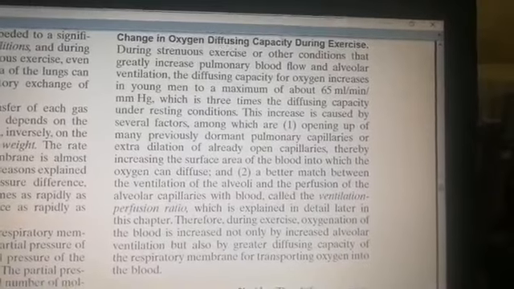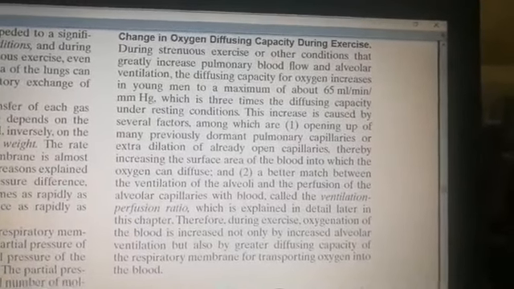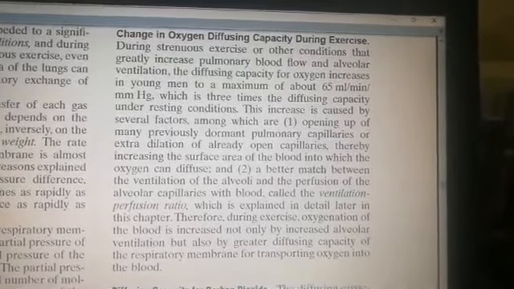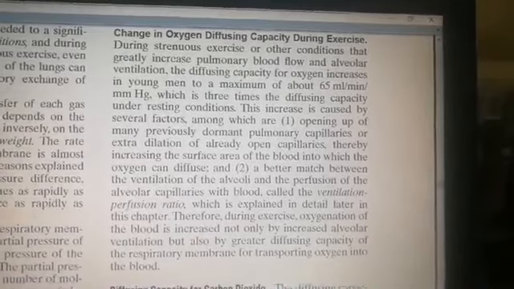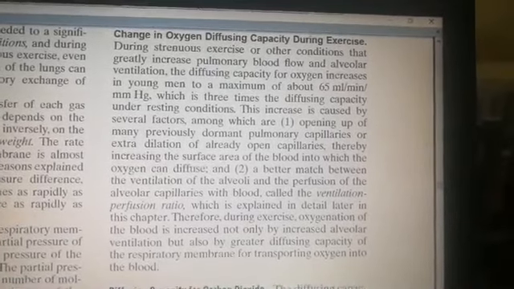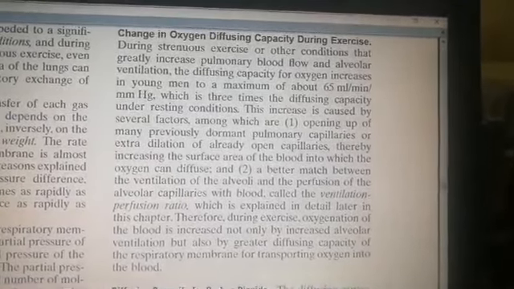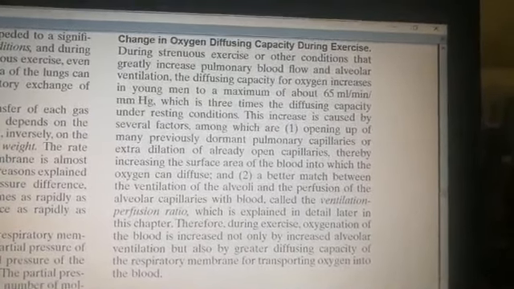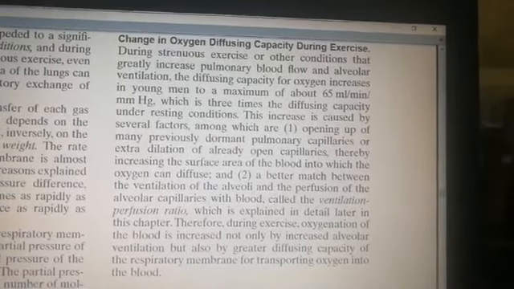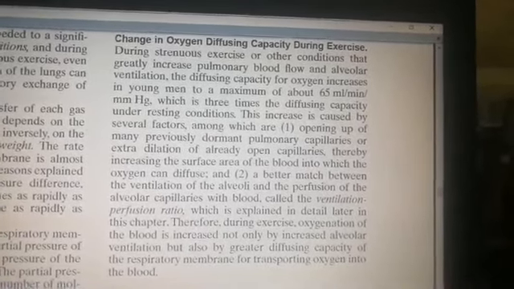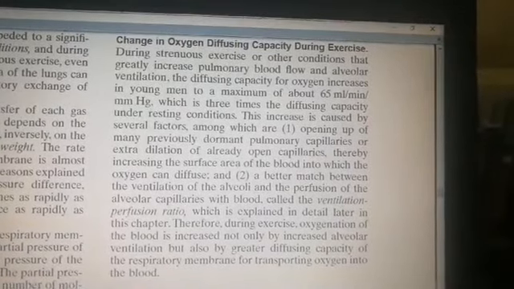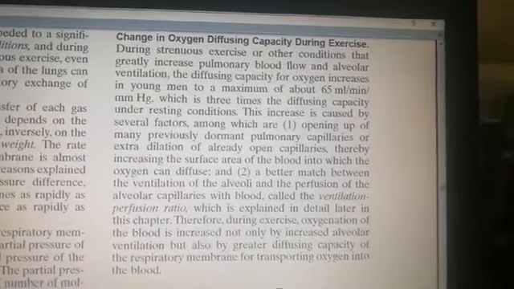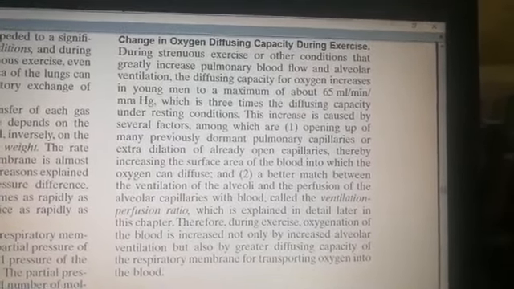Number one, opening up of many previously dormant pulmonary capillaries or extra dilation of already open capillaries, therefore increasing the surface area of the blood into which the oxygen can diffuse. And number two, a better match between the ventilation of alveoli and the perfusion of alveolar capillaries with the blood, called the ventilation perfusion ratio. We will discuss this concept in the coming lectures. So these are the two factors which increase the diffusion capacity of oxygen during exercise.